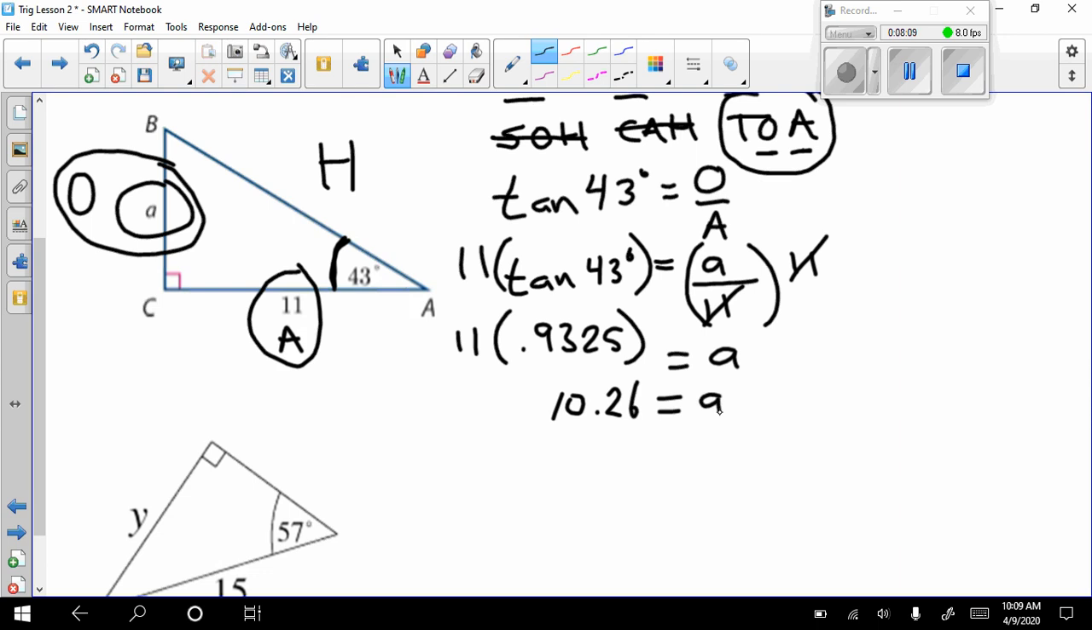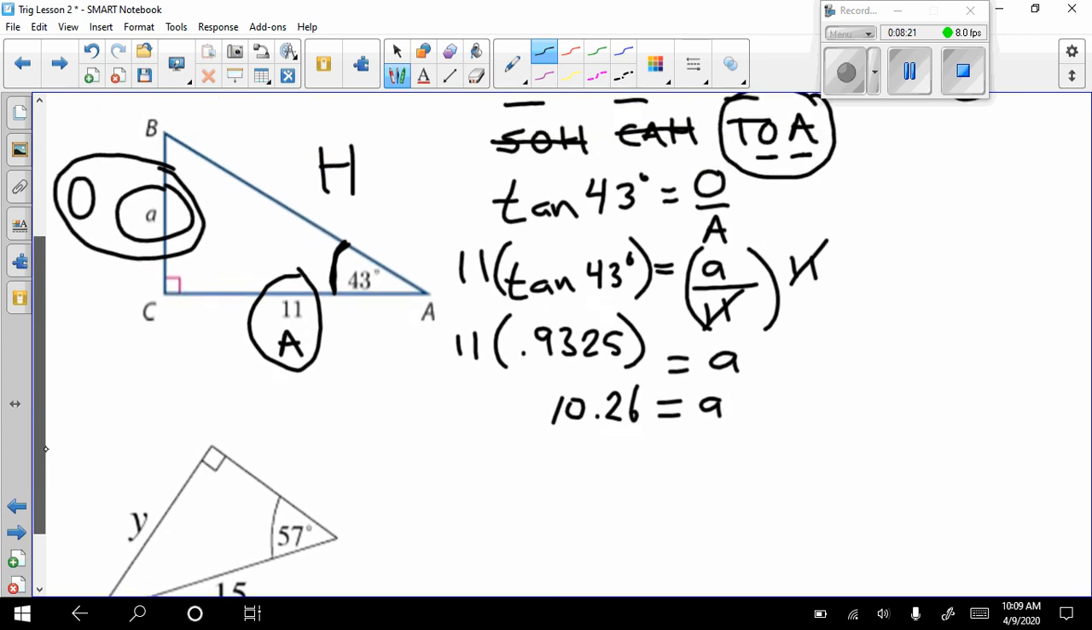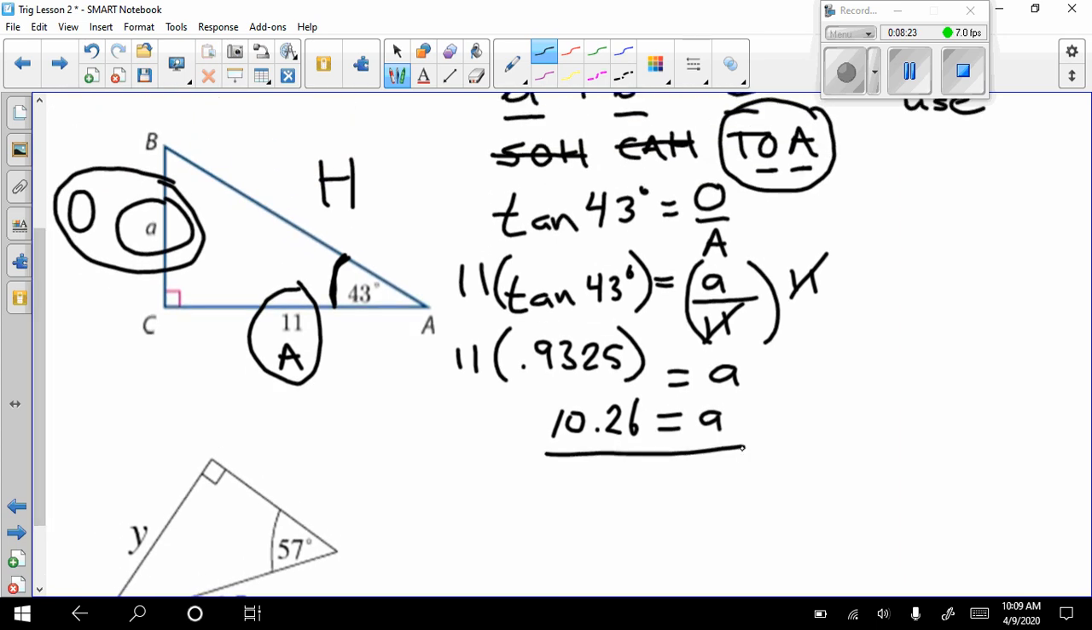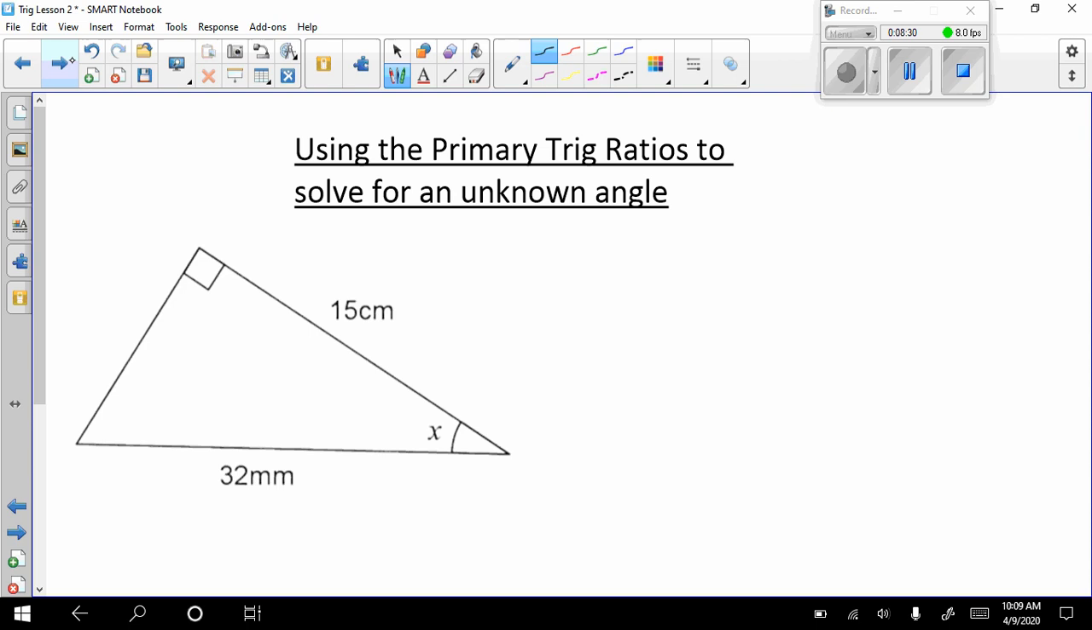And then I look at my diagram and I make sure that that's reasonable. And sure enough, yeah, that would be a reasonable number for that side. Okay, so that's how you use the trig ratios to solve for unknown sides. Okay, well, let's go ahead and do solving for an angle. So I'm going to go to the next page.